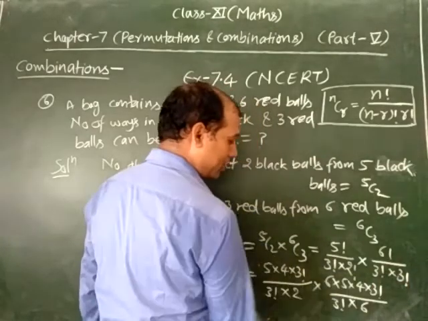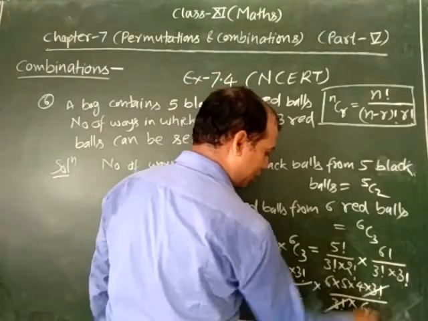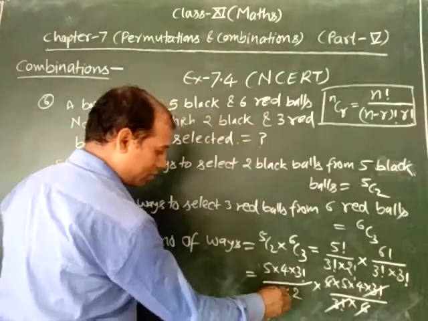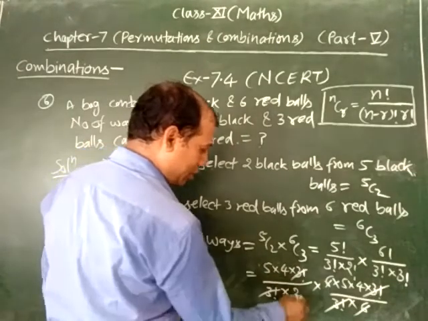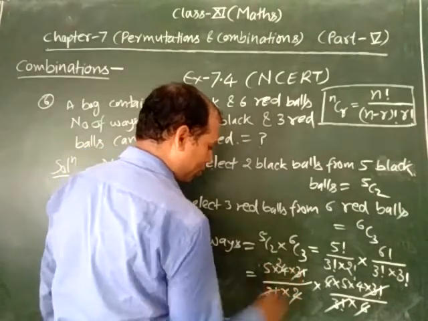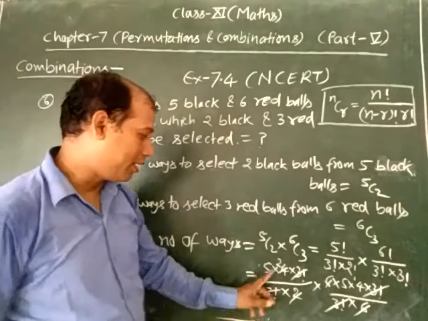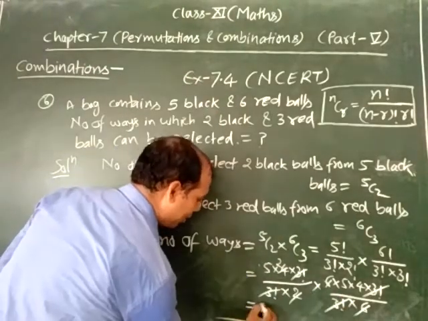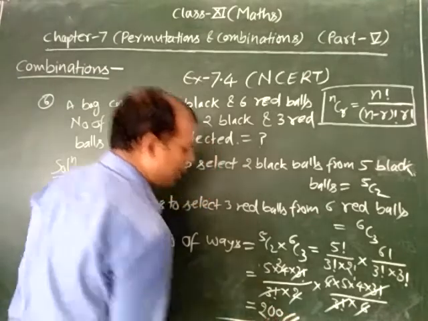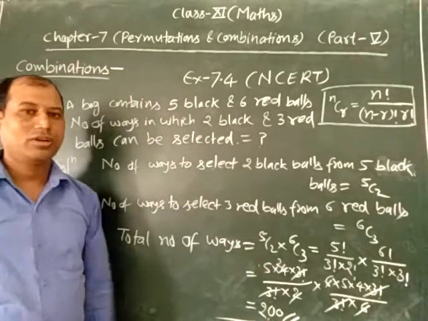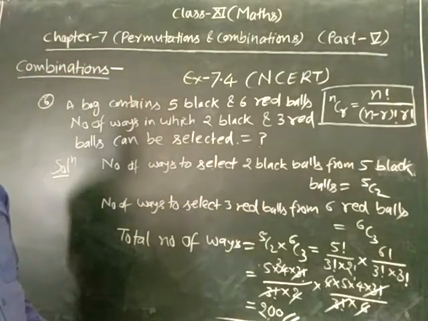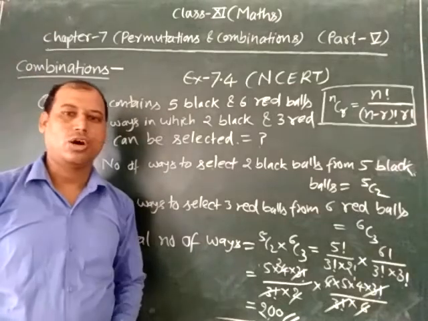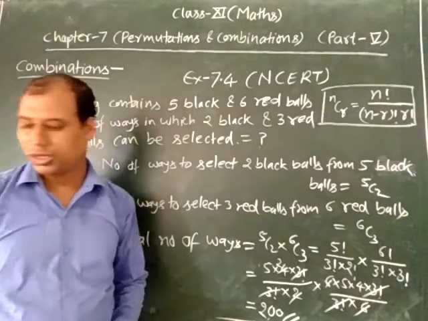Value of factorial 3 is 6. This is cancelled out with this. This is with this. Factorial 3 by factorial 3, and 2 into 4. This becomes 5 into 2 is 10 and 5 into 4 is 20. 20 into 10 is 200. So there are 200 ways for this selection. This is clear, students. Now we are going to discuss one more question.